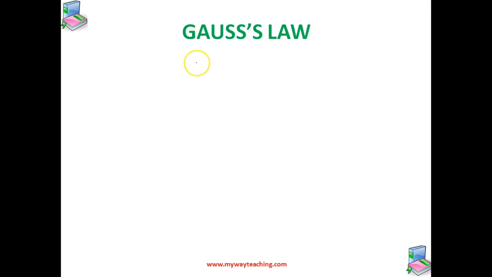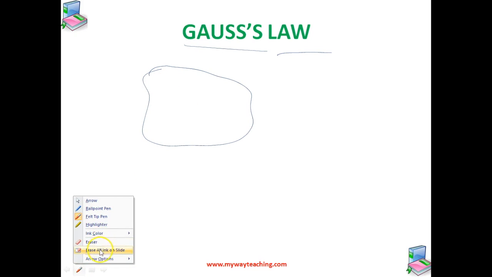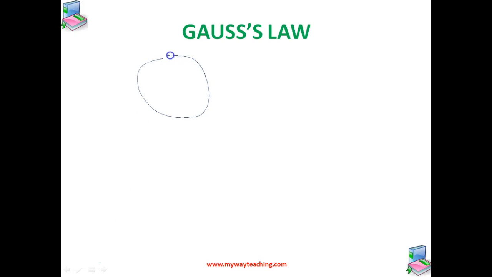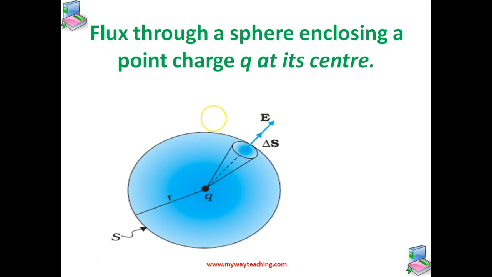Now let us study about Gauss' law, another important law. Let us consider the total flux through a sphere of radius r which encloses a point charge q at its center. Okay, we'll consider a sphere of radius r and there will be a point charge q inside it at its center. And now you divide the sphere into small area elements as you can see in this figure.